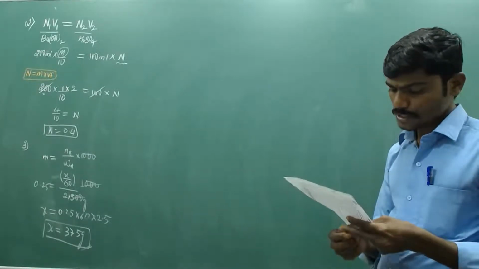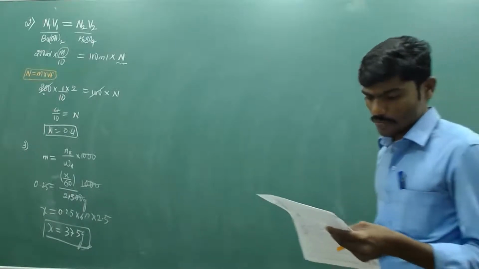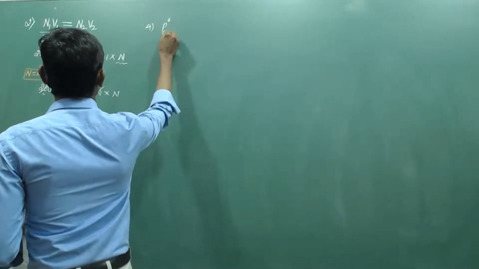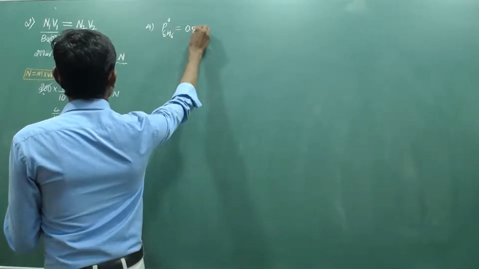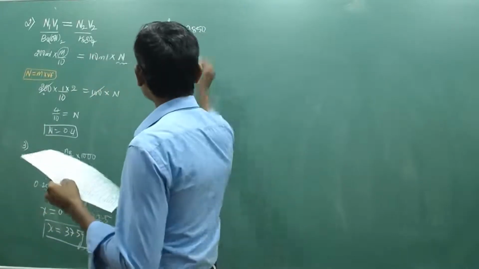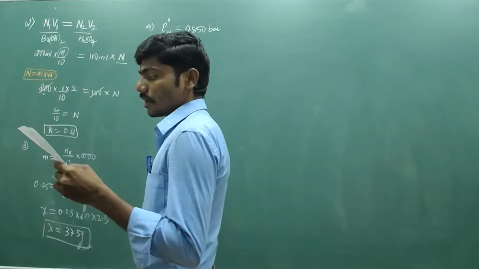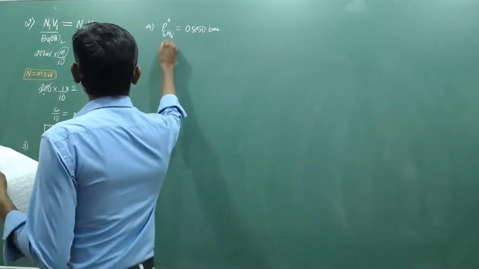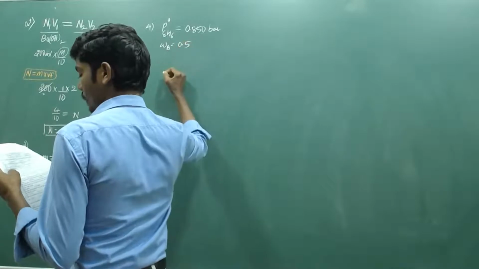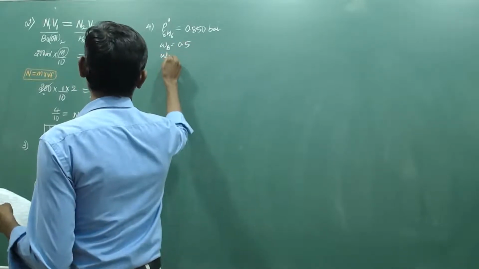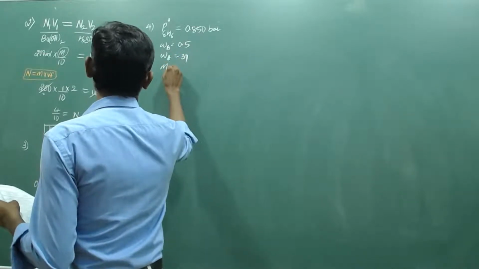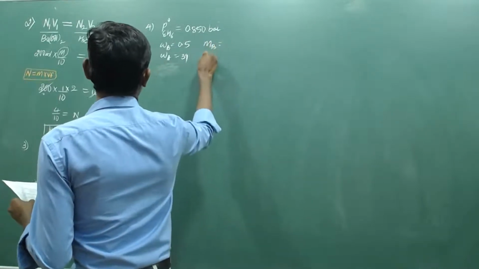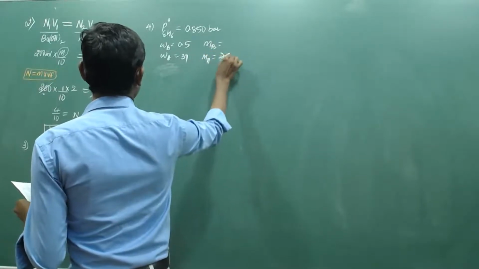Vapor pressure of pure benzene, P0 for benzene C6H6, at a certain temperature is given. A non-volatile, non-electrolyte solid of weight 0.5 gram is added to 39 gram of benzene. Molar mass of solute is equal to what? The solvent is benzene, and the molar mass of benzene is 78.